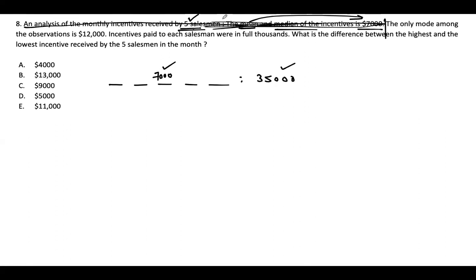Go on. The only mode among the observations is, just a sec. Only mode, as in there is only one mode. And what is mode? As explained in the last class, a bit. So $12,000 is like more than once. Mode is the observation that is occurring the maximum number of times. Yeah. So 12,000 is occurring the maximum number of times. So how many times can 12,000 occur here?